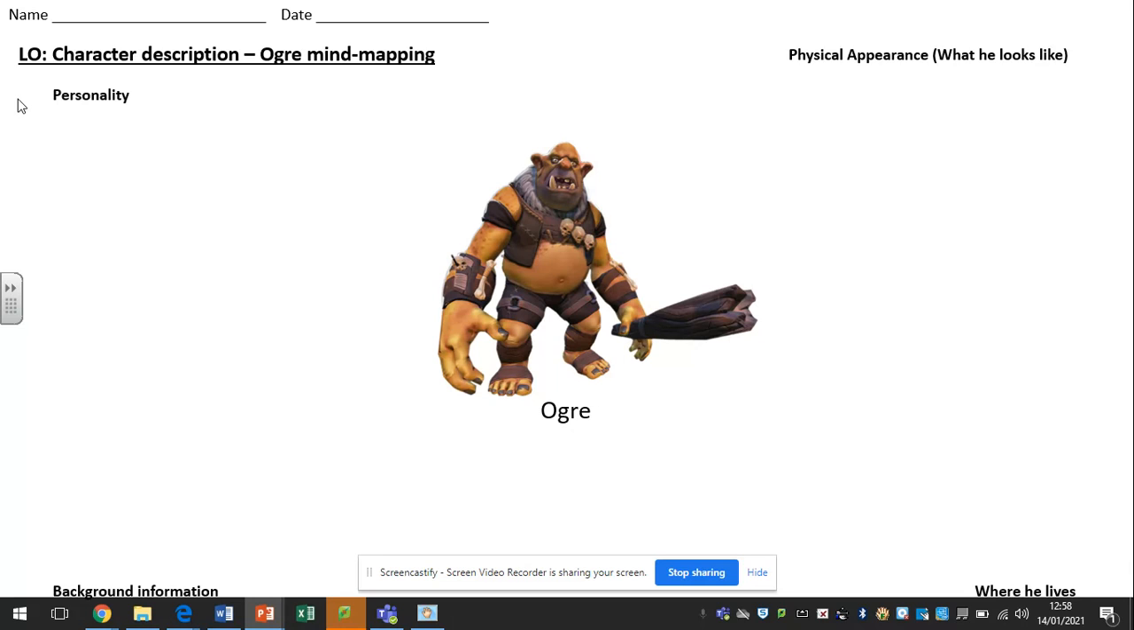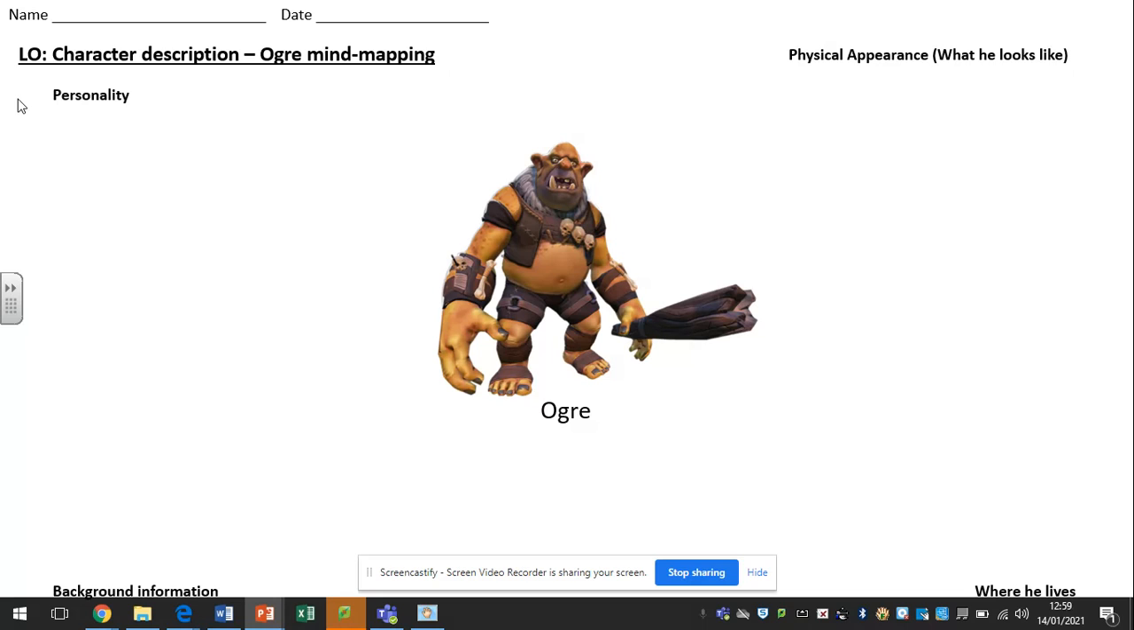So, our task today then is to have a look at mind mapping what we know about an ogre. So, for any character, what we need to have a look at is what they physically look like. What's their appearance, okay? What can we see? If we were to have an ogre stood in front of us, what would we see? What would we smell? What might we hear?